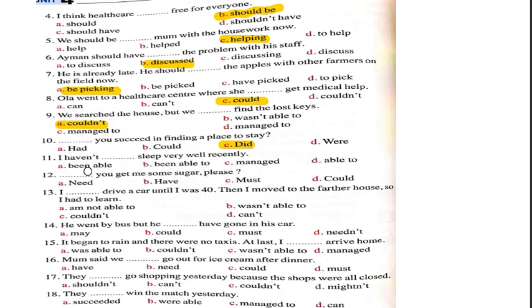I haven't slept very well recently. I haven't been able to, managed, able to. I haven't been able to, that's right. It's not correct to say been able without to, or managed, or able to without been. I haven't been able to sleep very well.